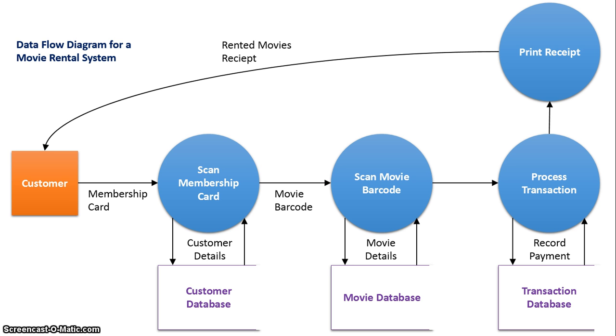Now, you'll notice the difference here is that we have more than one circle. In a data flow diagram, each circle represents all the processes of the system. So the system is not one whole entity as it was with a context diagram.